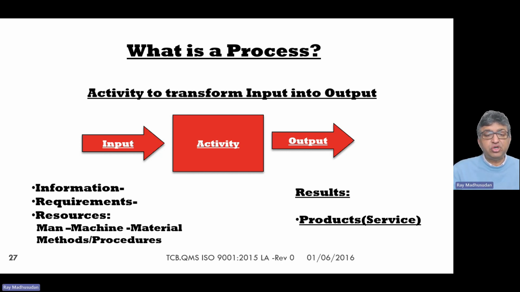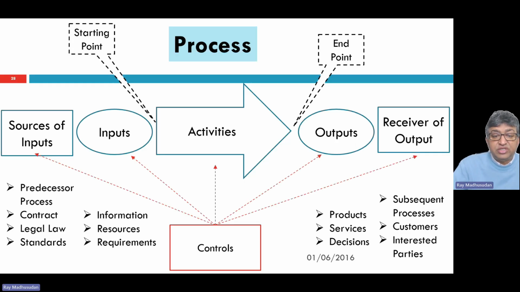Input could be information, requirements, resources, man, machine, material, and all that kind of thing, methods and procedures. These are all inputs. Activity is actually the work that you are doing, the chronological tasks. And the procedure, the service, the product is the output. So that's the process. And this is a very interesting slide. If you understand this slide well, you can apply it in any field of your work, be it processing, performing a task, be it doing an audit or whatever task you are doing.